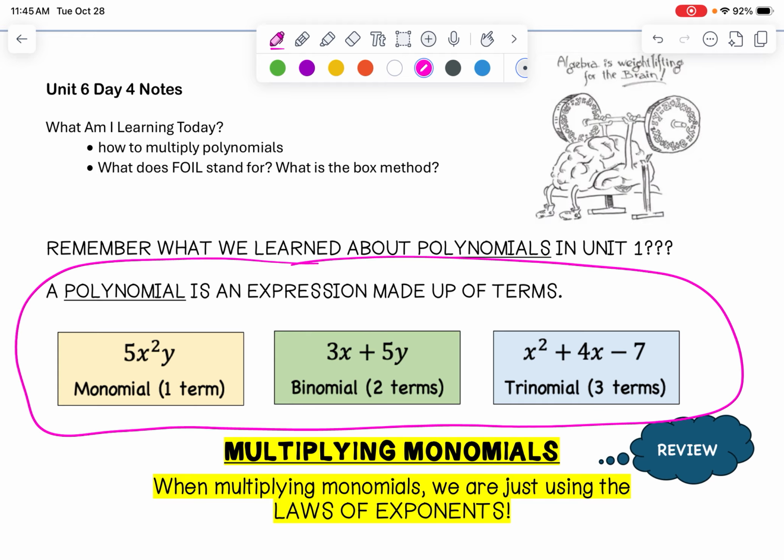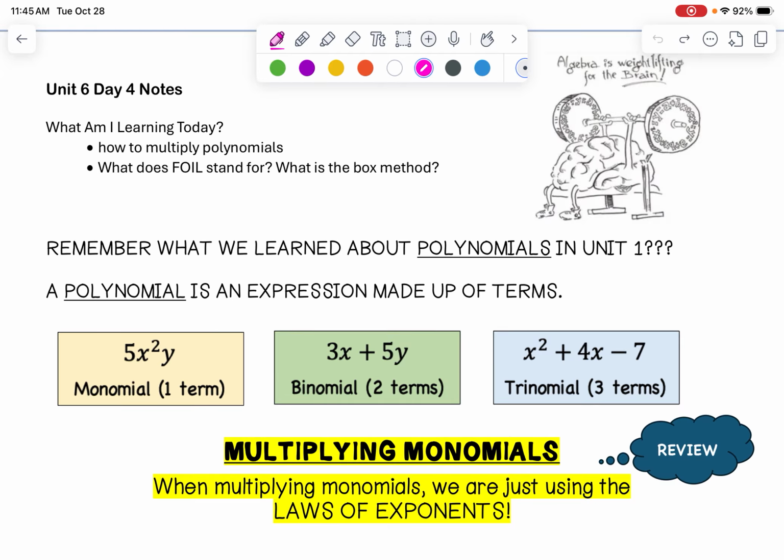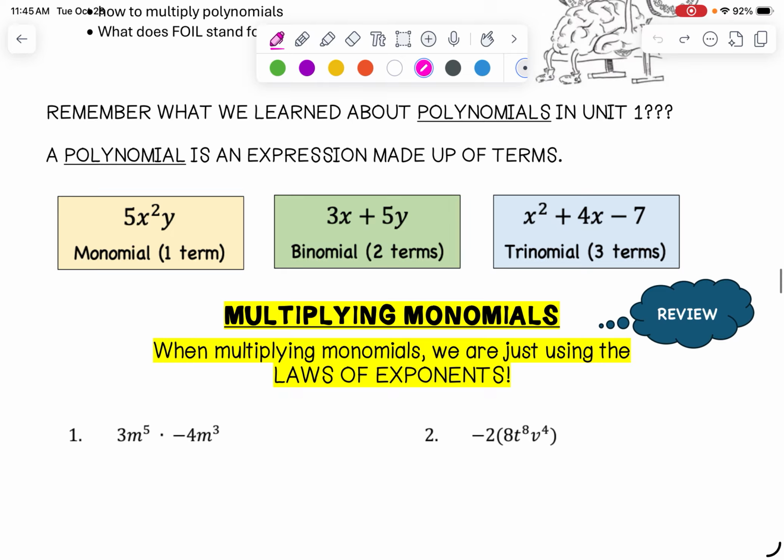So a polynomial is just a special name we give to expressions that are made up of a bunch of terms. They're not equations. There's no equal signs here, right? So a polynomial just means many terms. And then we had special names that we gave to polynomials depending on how many terms they had. So I'm hoping you remember these words.